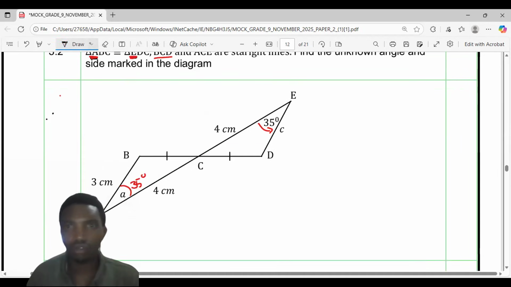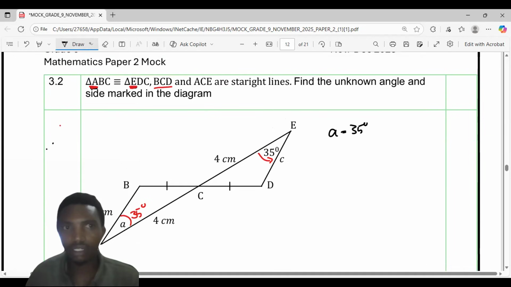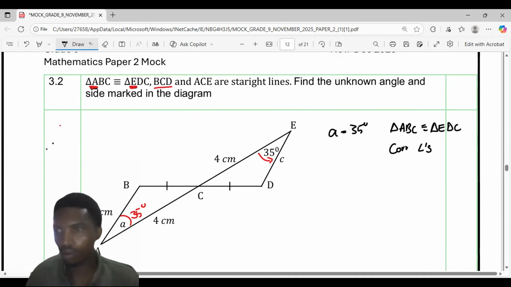A is equal to 35. The reason is that triangle ABC is congruent to triangle EDC. That's our reasoning. And then we can therefore say corresponding angles. Are we fine?